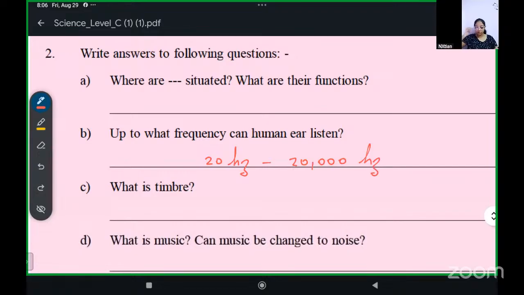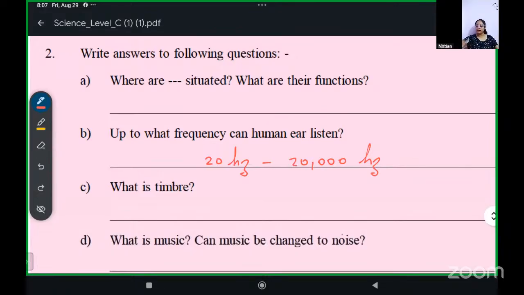What is timbre? Timbre is the difference in voice, the difference in pitch between man and woman. Yes, it is a characteristic of sound that helps us to tell the difference between low frequency sounds and high frequency sounds.